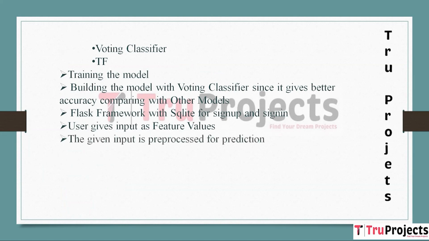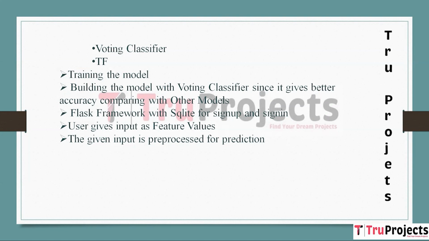The given input is pre-processed for prediction. Users provide input in the form of feature values that are relevant to assessing satisfaction levels with online learning. These features can be aspects like course content, platform usability, interaction with instructors, or any other relevant parameters. The input is collected from the user through the front end and prepared for further processing.